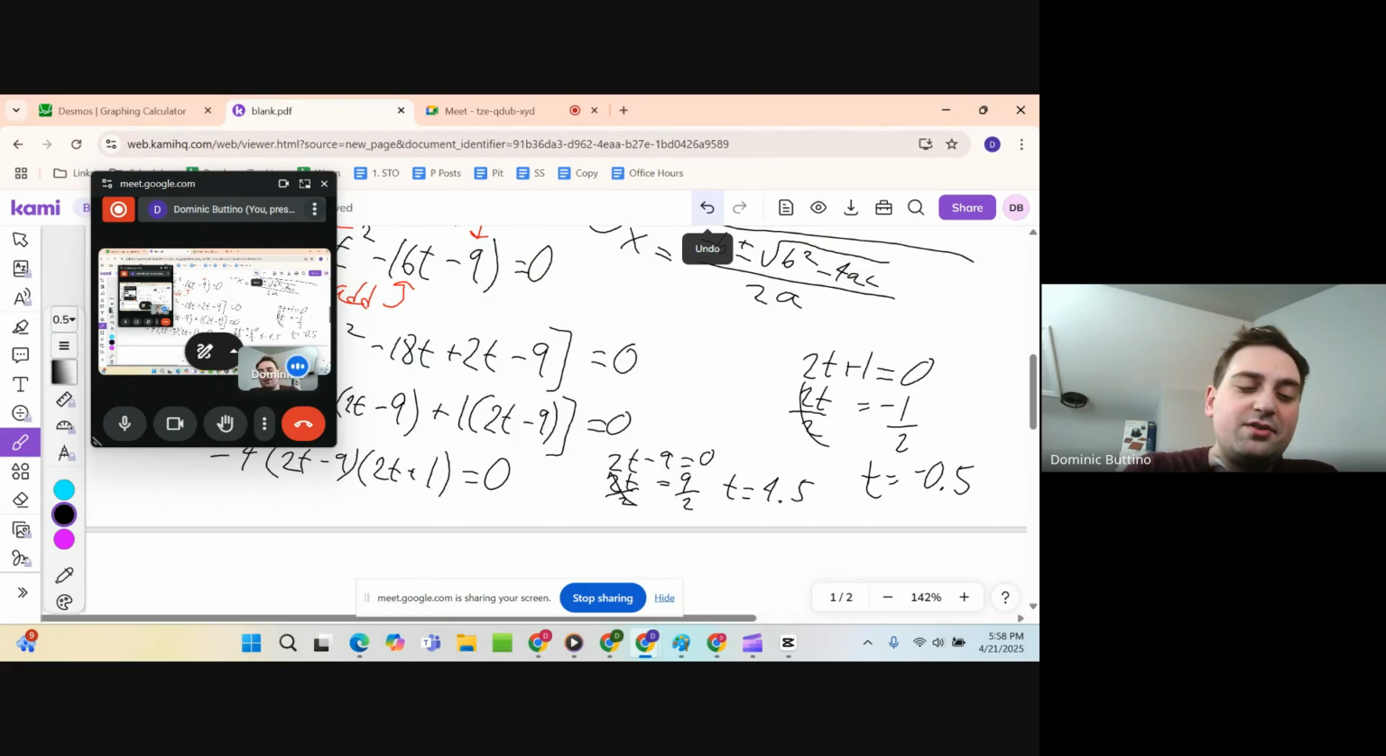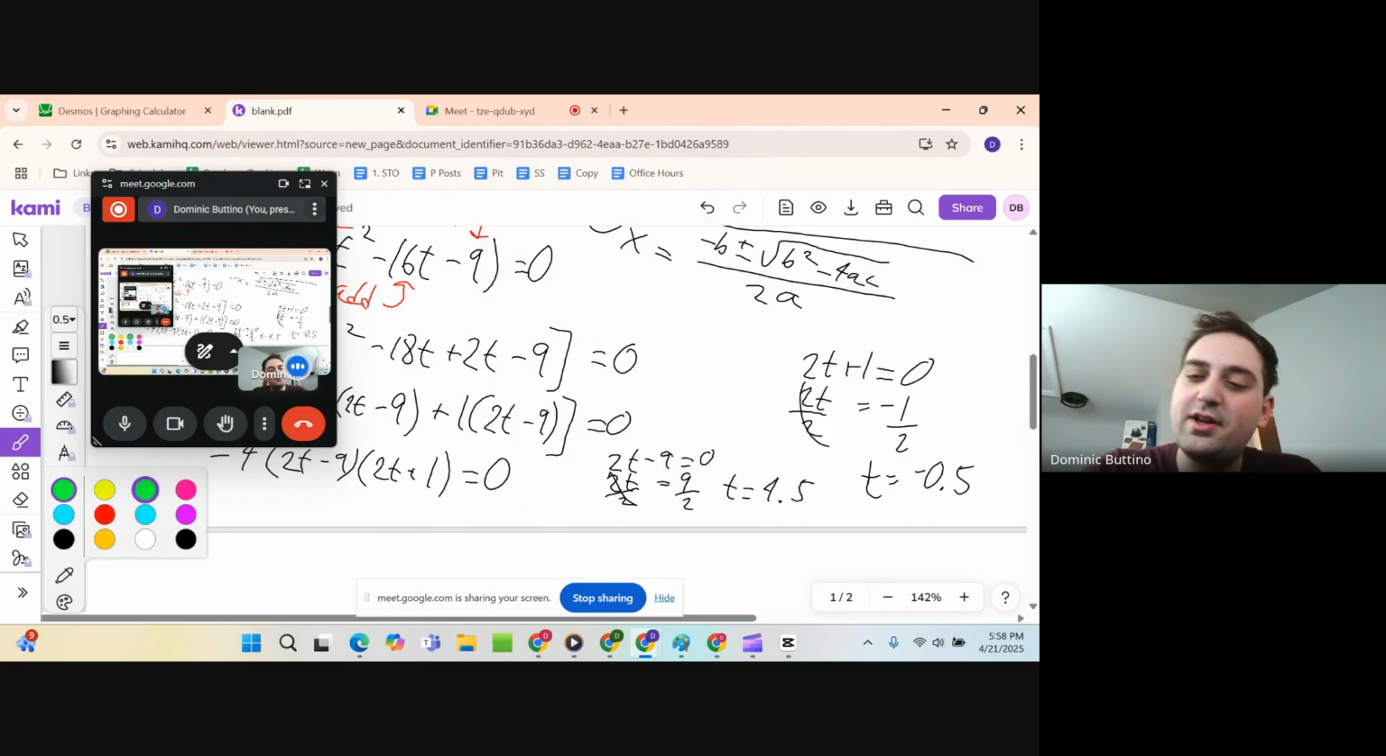Again, you could argue that our domain really could be from 0 to 4.5. Because what's going to happen when the football hits the ground? It's going to bounce up again. It's not really going to act like the parabola.